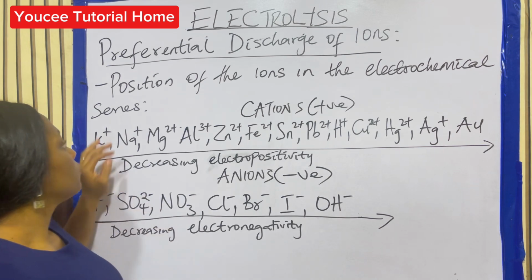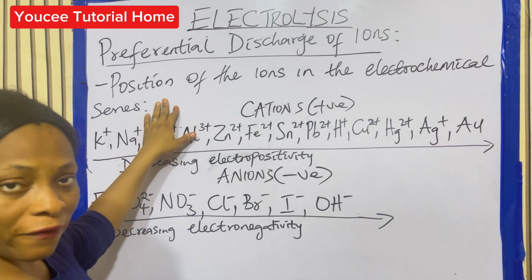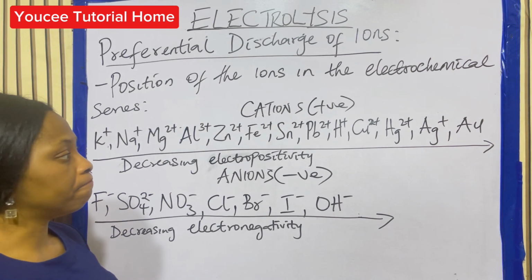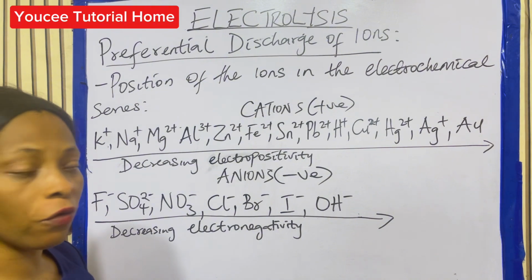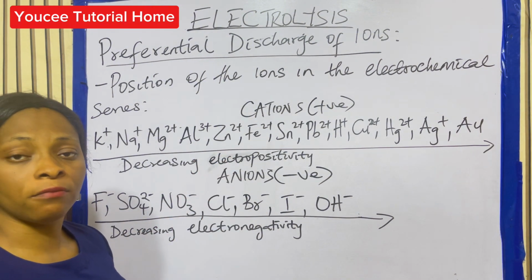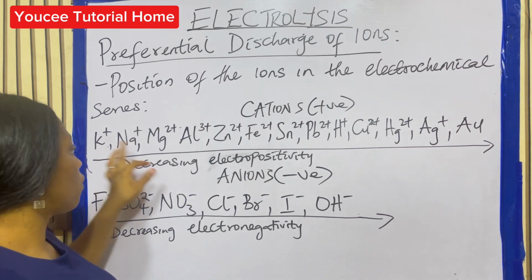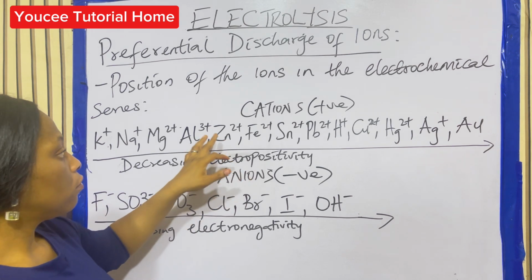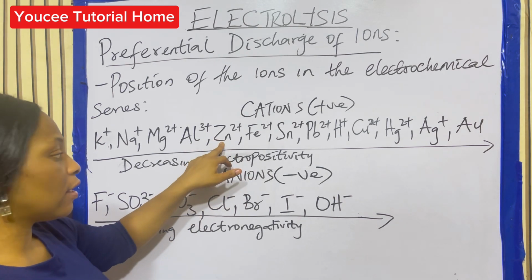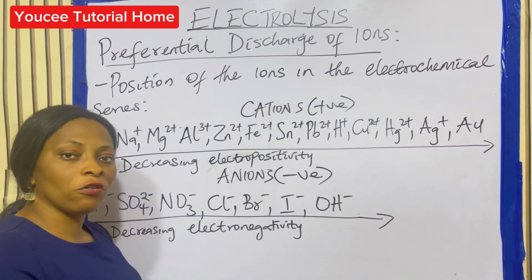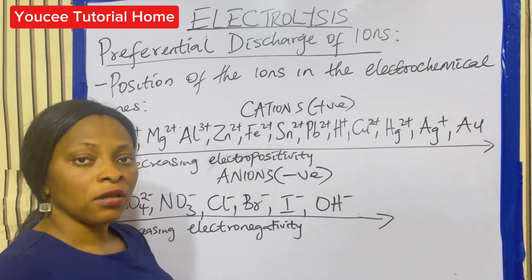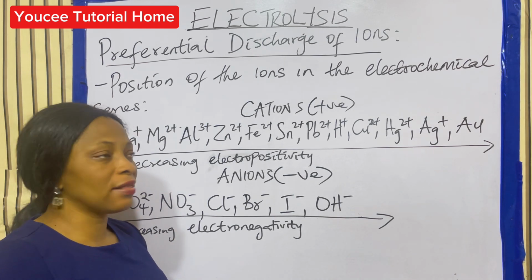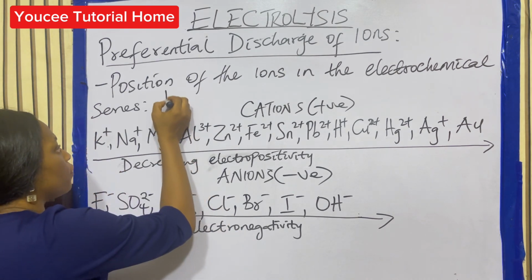Okay, now we are looking at the position of the ions and how it affects discharge. During electrolysis, if you have a combination of ions like potassium and zinc, which one is going to be discharged? Zinc is going to be discharged. The less electropositive a cation, the more tendency it has to be discharged.